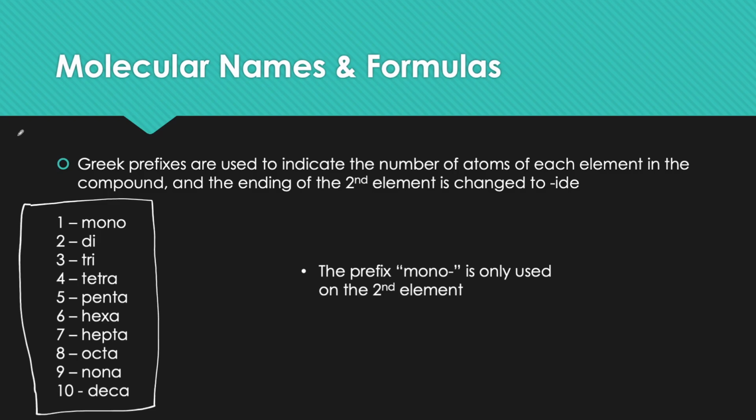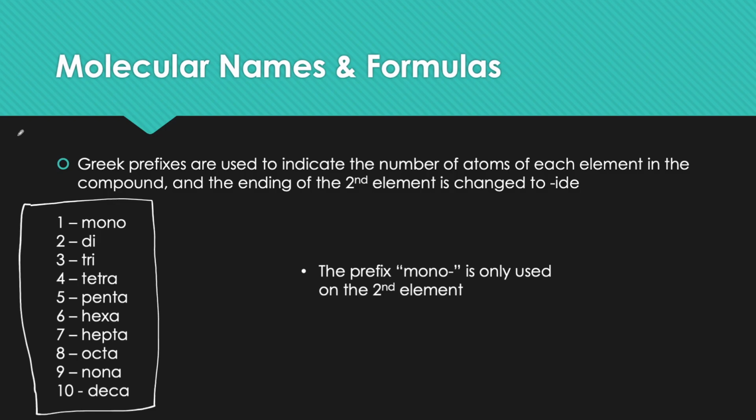1 atom is mono, 2 is di, 3 is tri, 4 is tetra, 5 is penta, 6 is hexa, 7 is hepta, 8 is octa, 9 is nona, and 10 is deca. You're not going to need to worry about prefixes greater than 10 for this class. Also, you are not going to need to memorize these prefixes. I will attach a list of these prefixes to any quizzes or assignments that require you to write the names and formulas for molecular compounds.